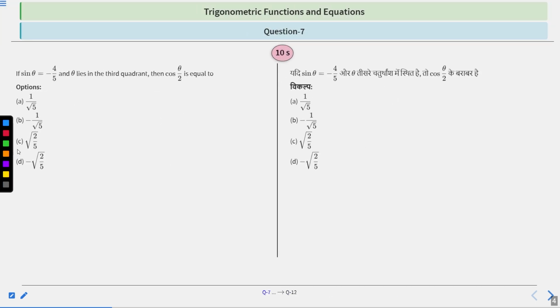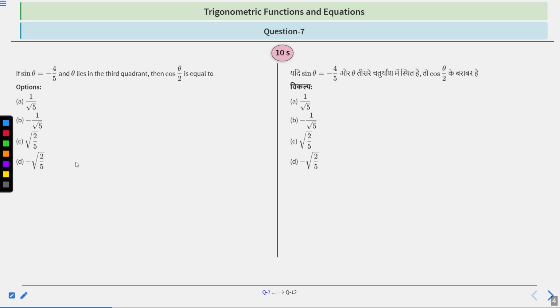So let's start with question number 7, which says if sine theta is equal to minus 4 by 5 and theta lies in the third quadrant, then we have to find the value of cos theta by 2. Then cos theta by 2 is equal to what?